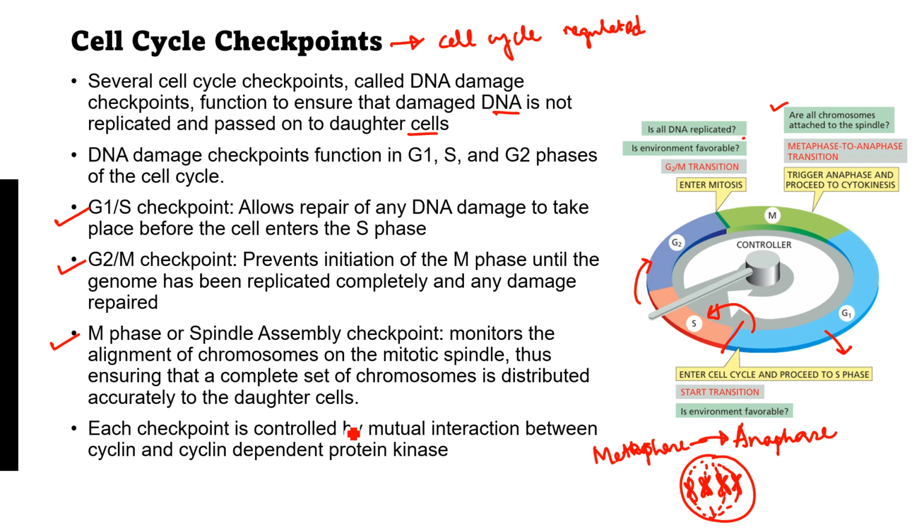So each checkpoint, and this is an important point, is controlled by the mutual interaction between cyclin and cyclin dependent protein kinase. There are different CDKs and cyclins. You do not need to remember the names of these CDK proteins and cyclins for this course, but for your interest, you can refer to the books and study about them. So there is cyclin and CDK protein.